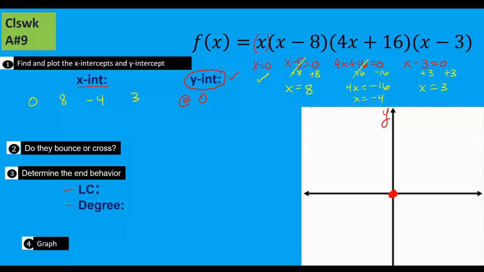So we already have the dot at 0. We need one at 8. We need one at -4. We need one at 3.